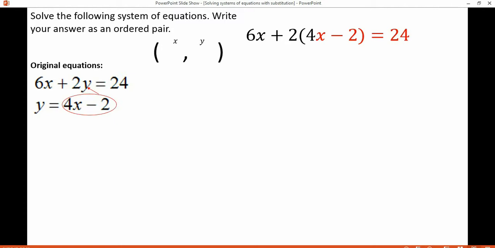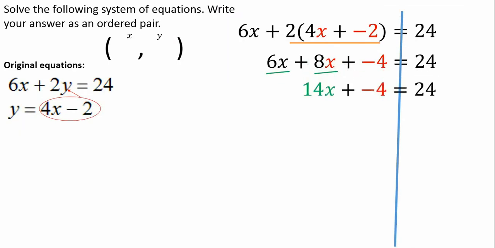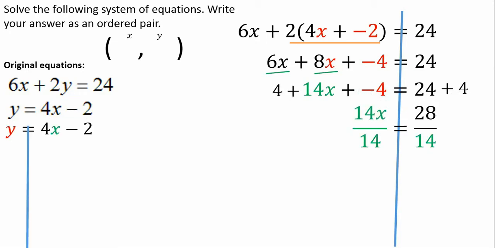Once I have that done, I'm going to draw my river, and I'm going to solve for x. Take care of that multiplication, and I'm going to get 6x, carry down my 6, plus 8x plus negative 4 is equal to 24. Combine like terms. Add 4 to each side to get rid of the negative 4. Divide each side by 14. Get x equals 2.